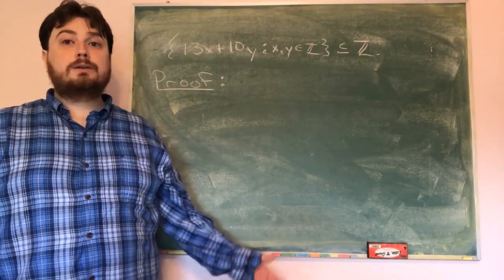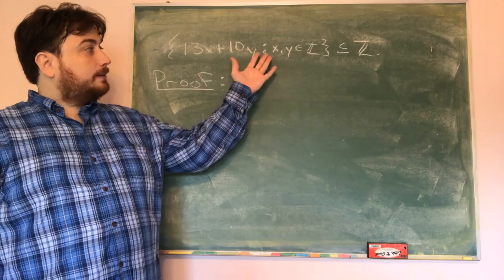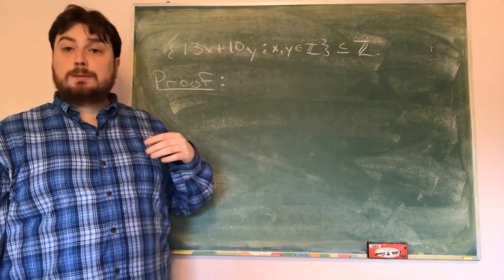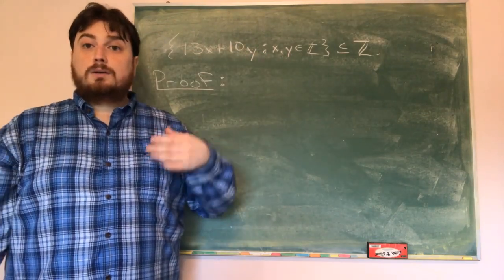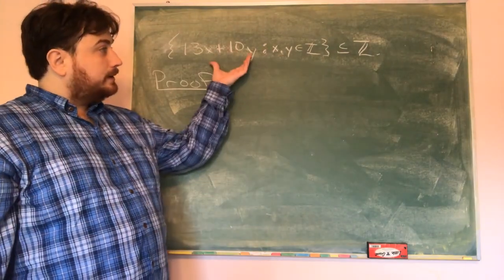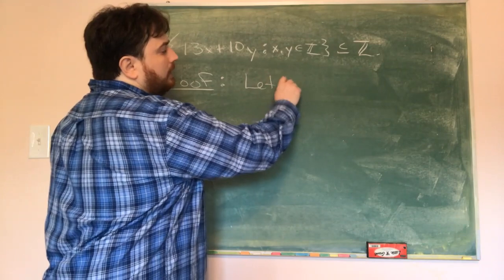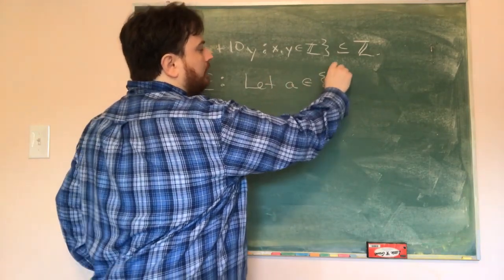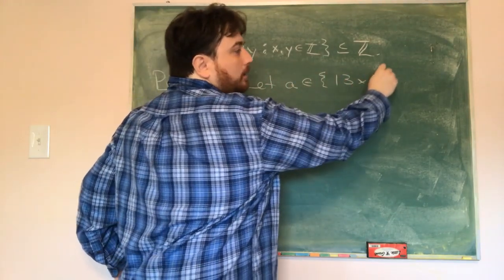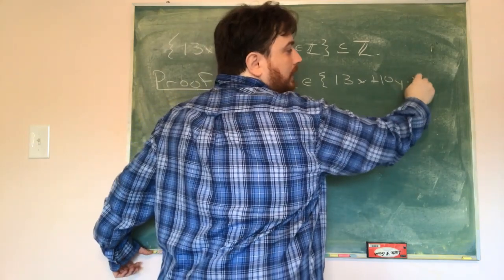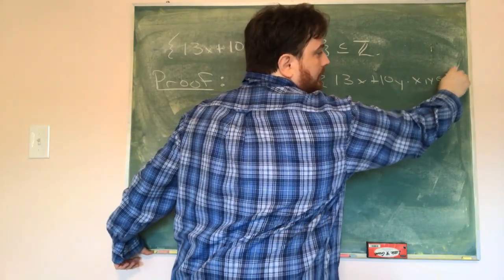So the first thing we need to do is show that the set 13x plus 10y such that x and y are integers is a subset of the integers. In order to do that, we have to show that every element in here is also in here. So we're going to say, let a be in the set 13x plus 10y such that x and y are integers.